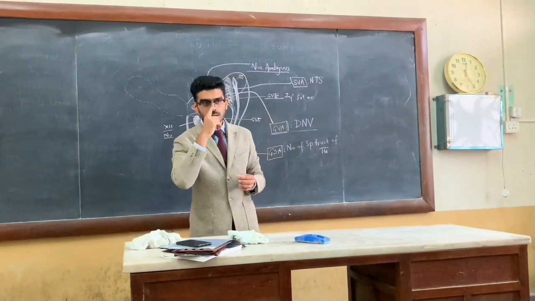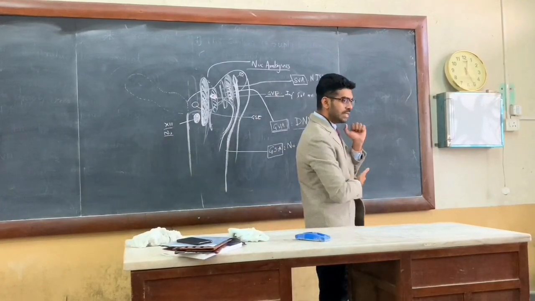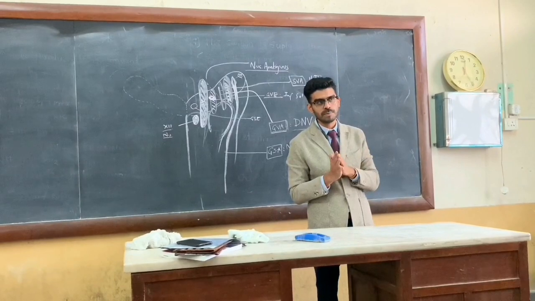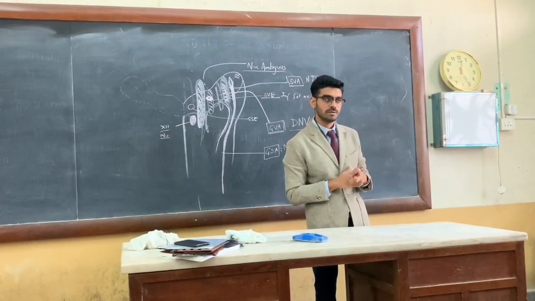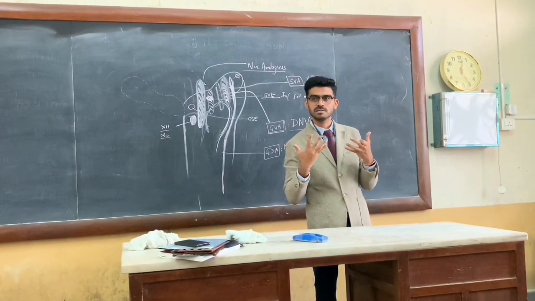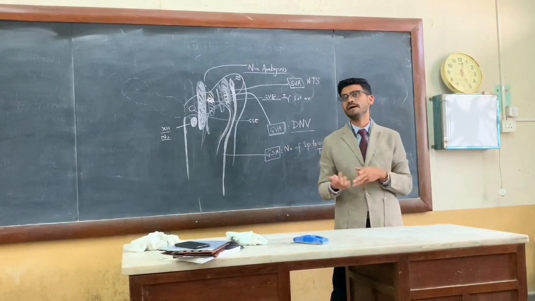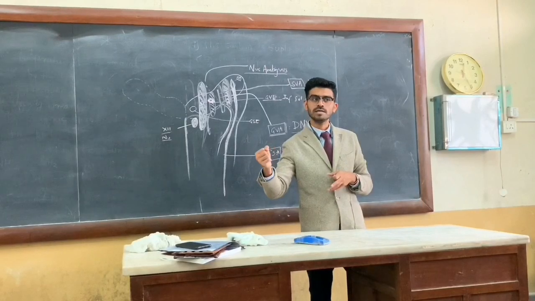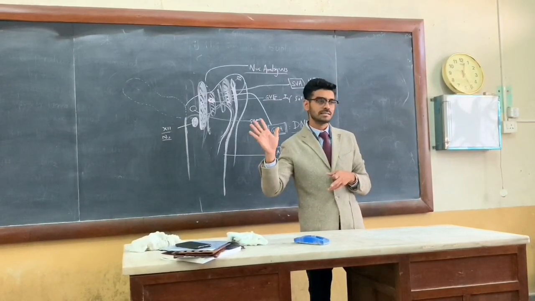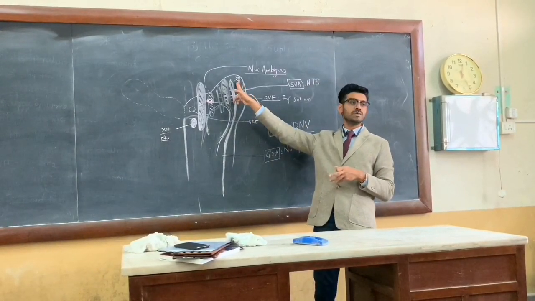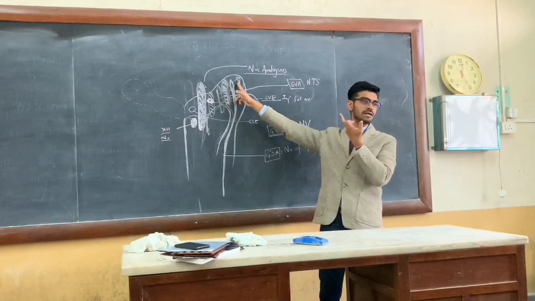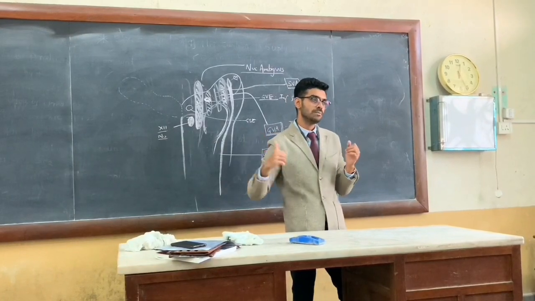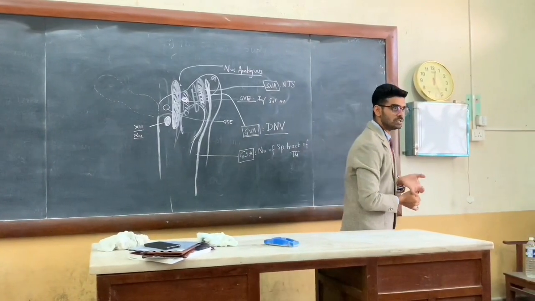If you remember a little bit of what you've already studied, you'll realize that the first arch muscles are already taken care of by the mandibular nerve. The second arch muscles have already been taken care of by the facial nerve. Now these two nerves are not our topic today. 5 is done, 7 is done. After that, 8 is going to be this guy over here. So don't worry about 8 right now. Hearing and balance. 9th, 10th, 11th. All of these are going to be contributed by the nucleus ambiguus.